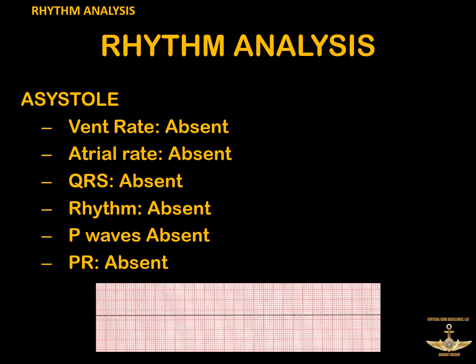And finally, you can't talk about rhythms without talking about no rhythm, and that's asystole. And really, asystole is the absence of electrical activity. Most important thing when you encounter someone with asystole is, first, when you look at them, if they're talking to you, they do not have asystole. Most likely they have a machine malfunction, they have a lead off, something like that.